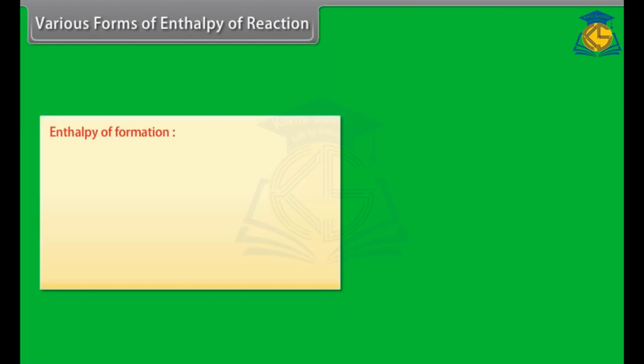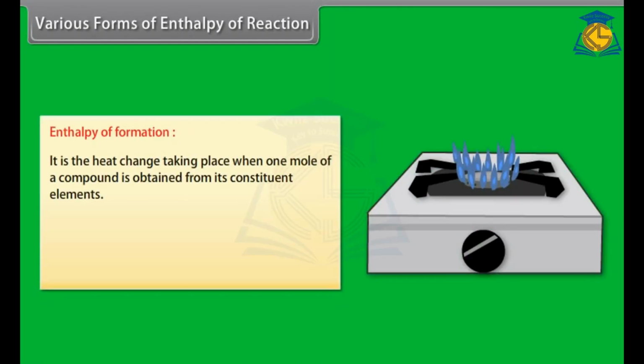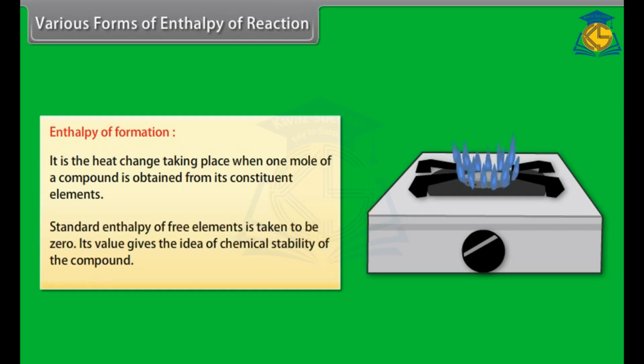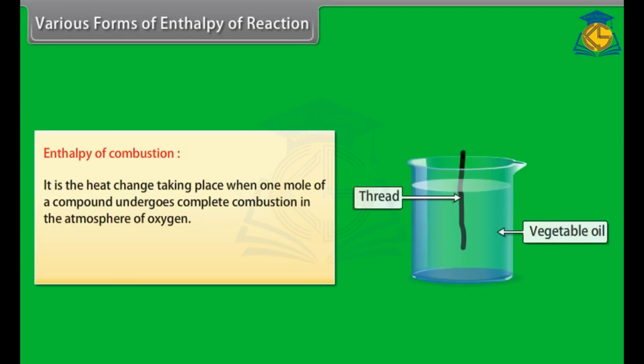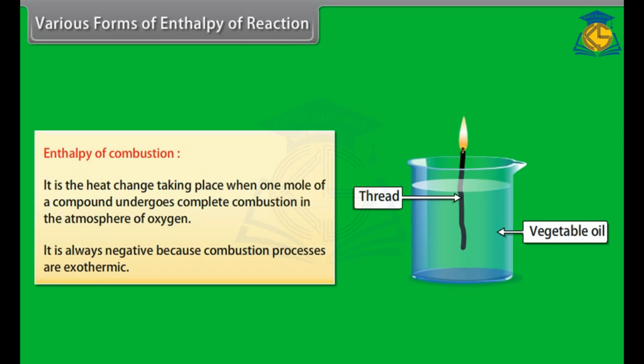Various forms of enthalpy of reaction. Enthalpy of formation. It is the heat change taking place when 1 mole of a compound is obtained from its constituent elements. Standard enthalpy of free elements is taken to be 0. Its value gives the idea of chemical stability of the compound. Enthalpy of combustion. It is the heat change taking place when 1 mole of a compound undergoes complete combustion in the atmosphere of oxygen. It is always negative because combustion processes are exothermic.